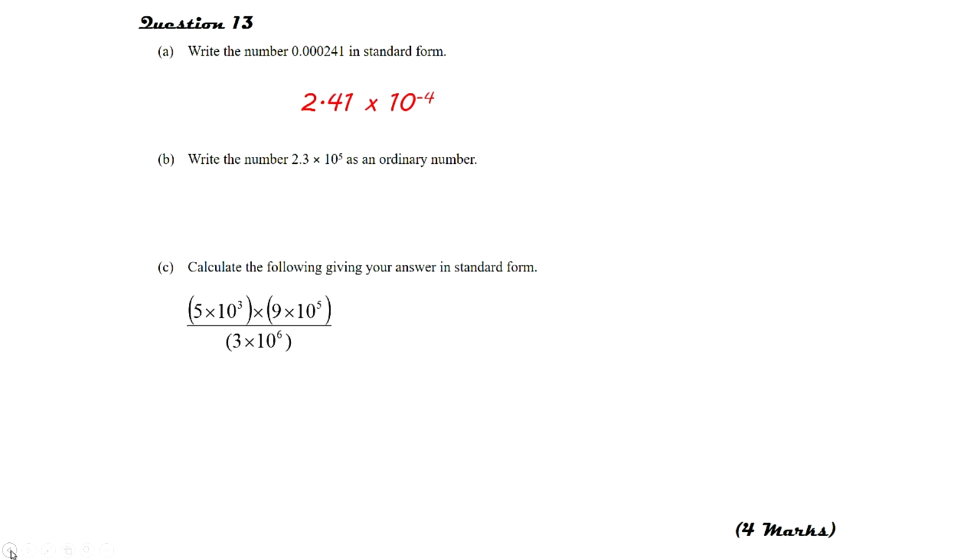Just be careful, remember that because this has become a small number, that power is a negative 1. And 2.3 times 10 to the 5 is an ordinary number, is 230,000.